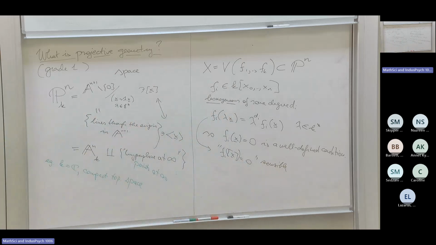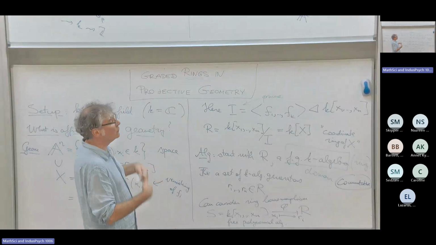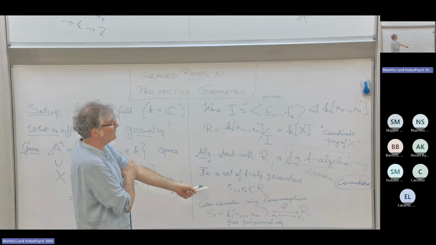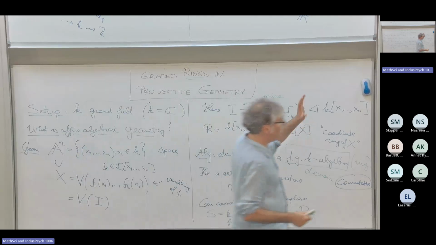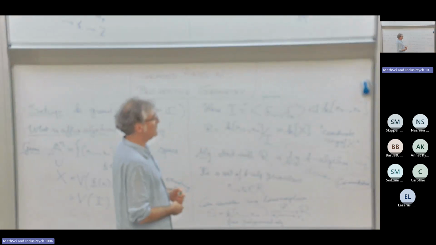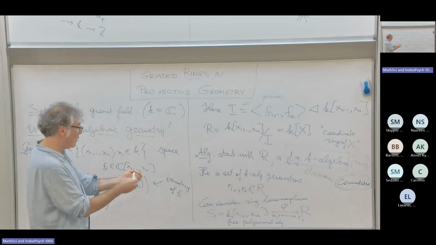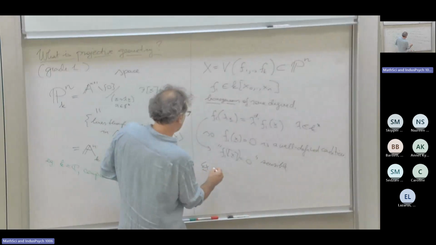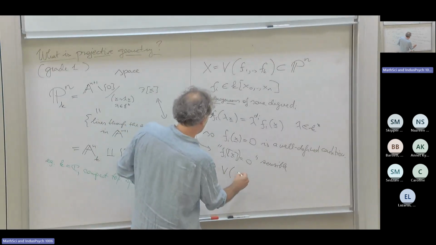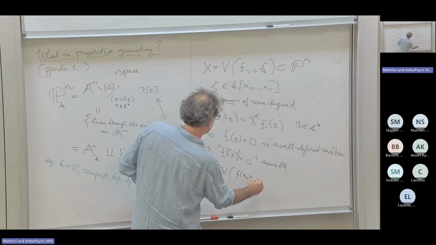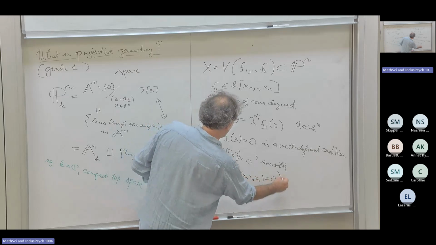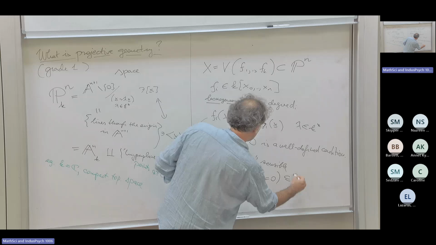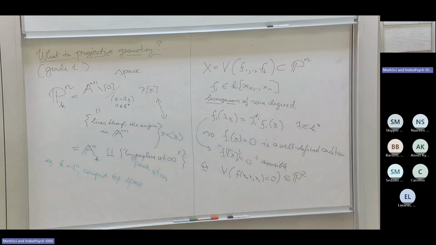So this is a sensible condition. Another way to say it is that you want the function Fi to descend to the quotient, which requires that it be homogeneous. Sorry, it doesn't descend as a function, but its vanishing locus is well defined. That's what I wanted to say. Once again, an example of this is projective plane curves: the vanishing locus of some polynomial f of x0, x1, x2 equals 0 inside the projective plane P2. These are projective plane curves.